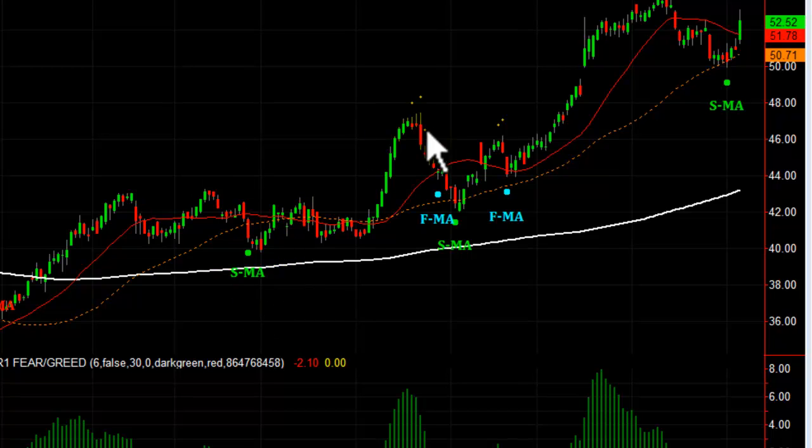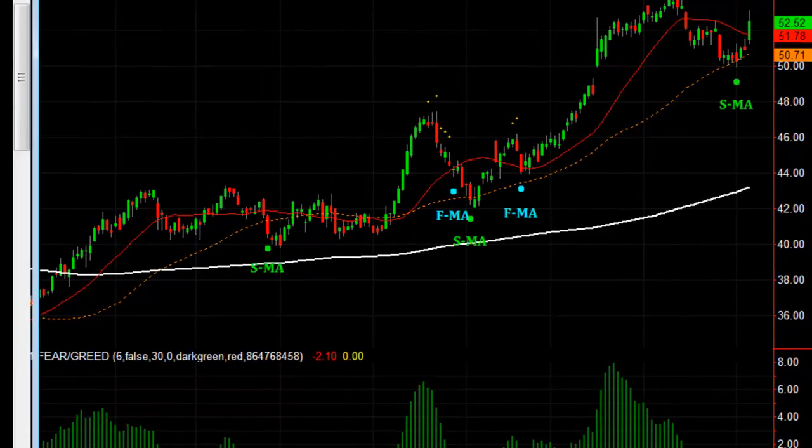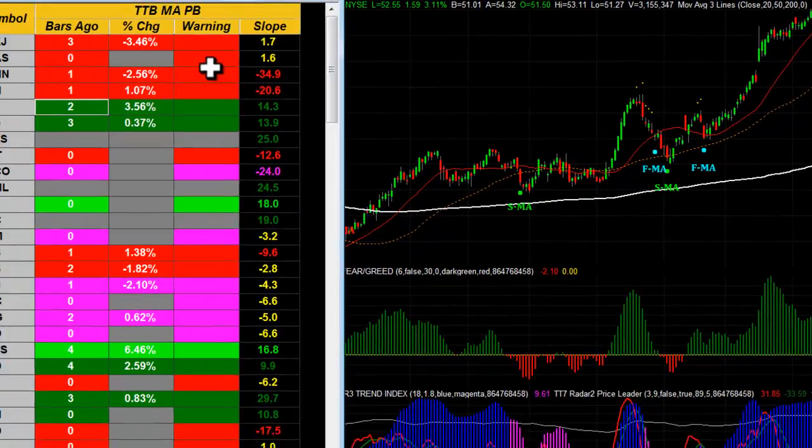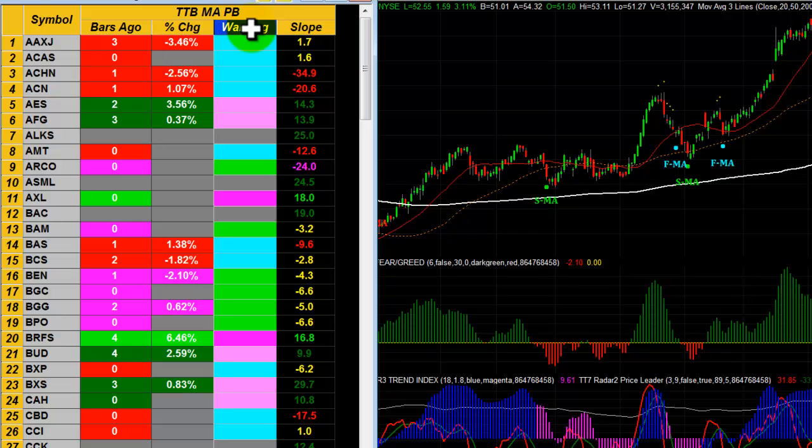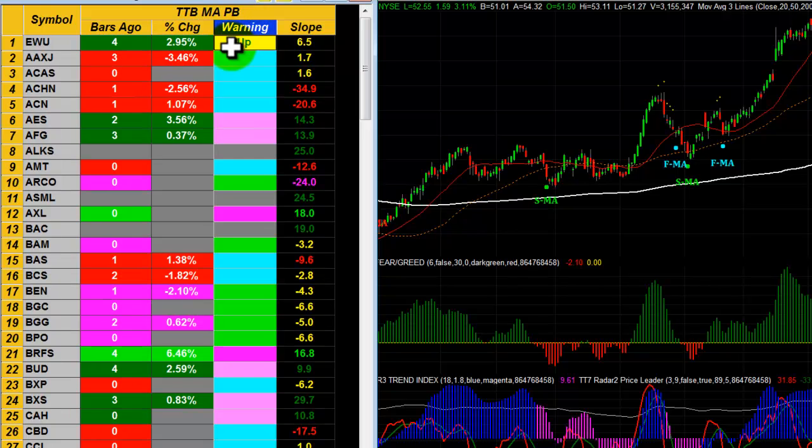So the nice thing about this is we can now apply this type of show me tool to our radar and include it in our Scan Sentry report. You can see we've created a radar screen tool that, like all of our radar screen tools, shows us how many bars ago a certain signal occurred and what the percent change since that signal has been. Let's see if we have any warnings here.